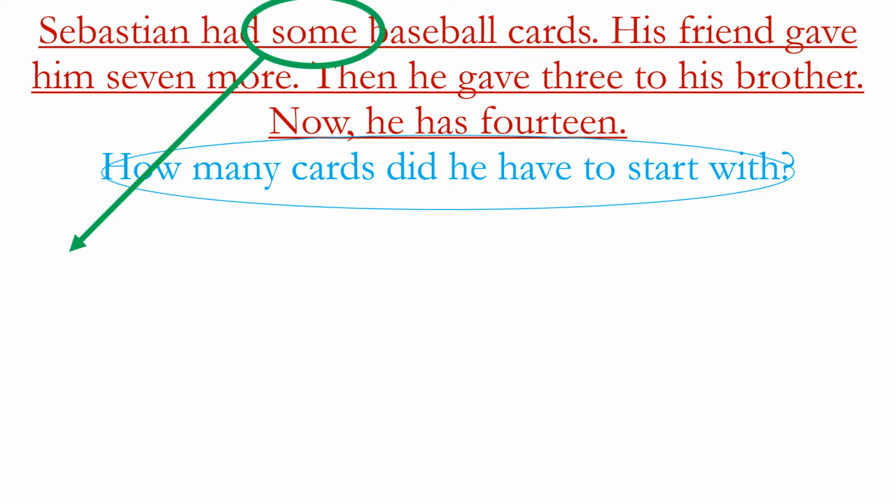This tells us that we're missing something important. We're missing an addend. So we've got to leave that blank. His friend gave him 7 more, so there's the plus 7. Then he gave 3 to his brother, so there's the minus 3. Now he has 14. Well, the easy way to do this when we have 3 numbers on one side of the equal sign is to do what?